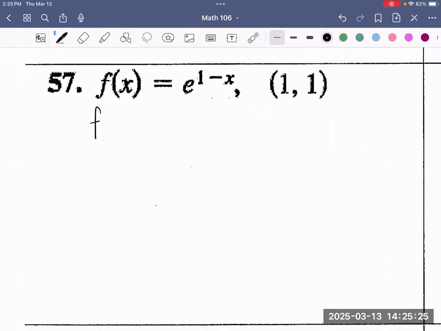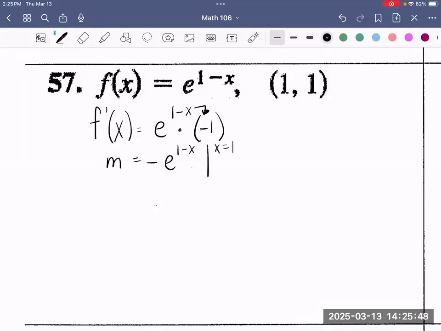So let's go ahead and take your derivative. So we have e to the 1 minus x times, now take the derivative of that exponent. In our case, it's just negative 1. So your derivative here is negative e to the 1 minus x. So this is your slope.